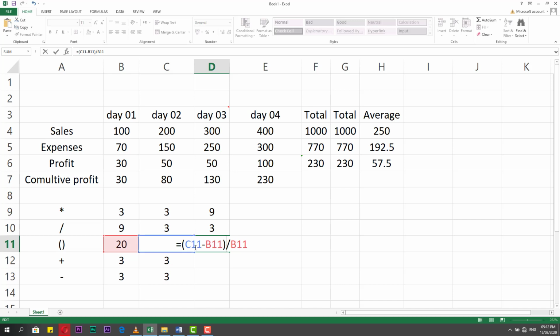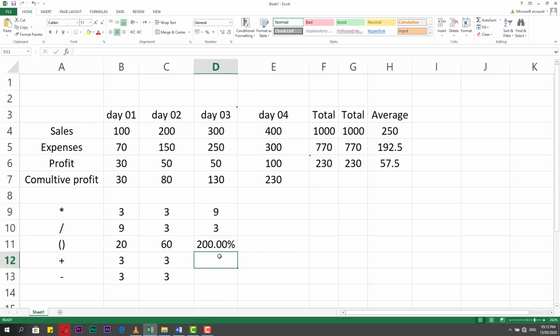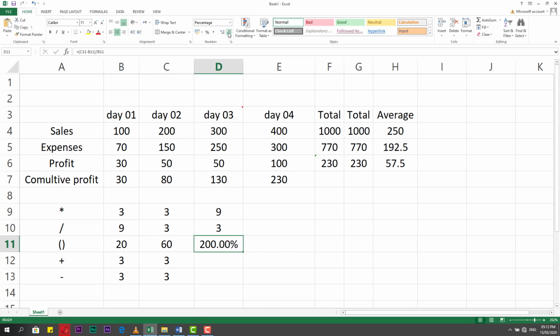I need to make this bracket. In this case, it will calculate inside the bracket first. It will take this cell, profit for day 2, minus profit in day 1. After this, it divides by day 1. It gives you 2, but this is not a percentage. To make a percentage, I go to the Home tab, and in the Number group, I make it a percentage. It comes 200 percent. You can increase or decrease the number of decimal places.